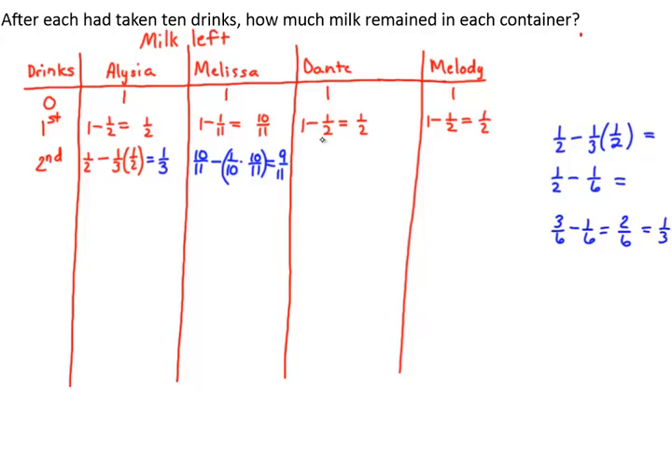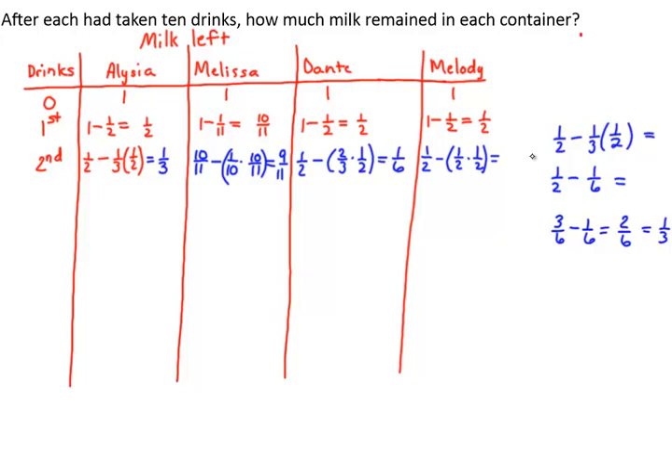Okay, Dante. It said that Dante started by drinking 1/2 of his milk, then 2/3 of what was left. So we have 1/2 left, and then we're going to subtract 2/3 of what was left. When I do that work, I end up getting 1/6. I did the work off to the side earlier, so that it makes this video go a little bit faster. Let's look at Melody. She started by drinking 1/2 of milk, and then 1/2 of what was left. So we're going to have 1/2 left. Then we're going to subtract 1/2 of what was left.